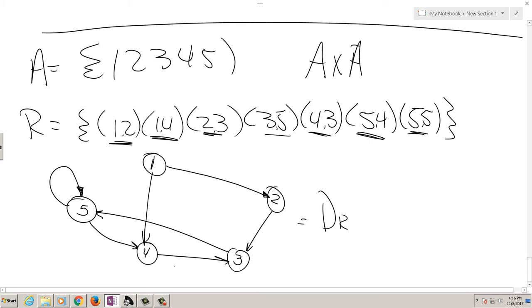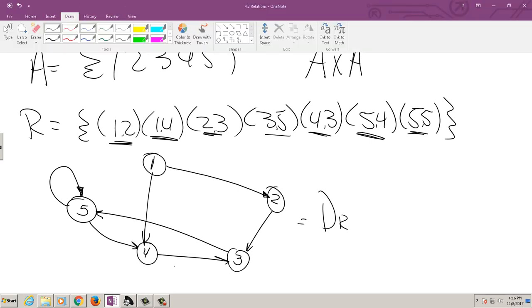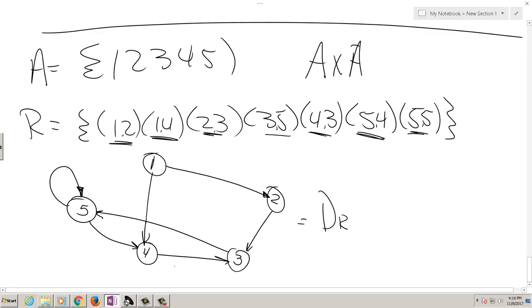Once again, if I wanted to check myself, I could say that there are 1, 2, 3, 4, 5, 6, 7 pairs. If there are 7 pairs on the relation, there should be 7 arrows on the digraph. Let me count them. There is 1, 2, 3, 4, 5, 6, 7. 7 arrows on the digraph, 7 pairs in the relation.